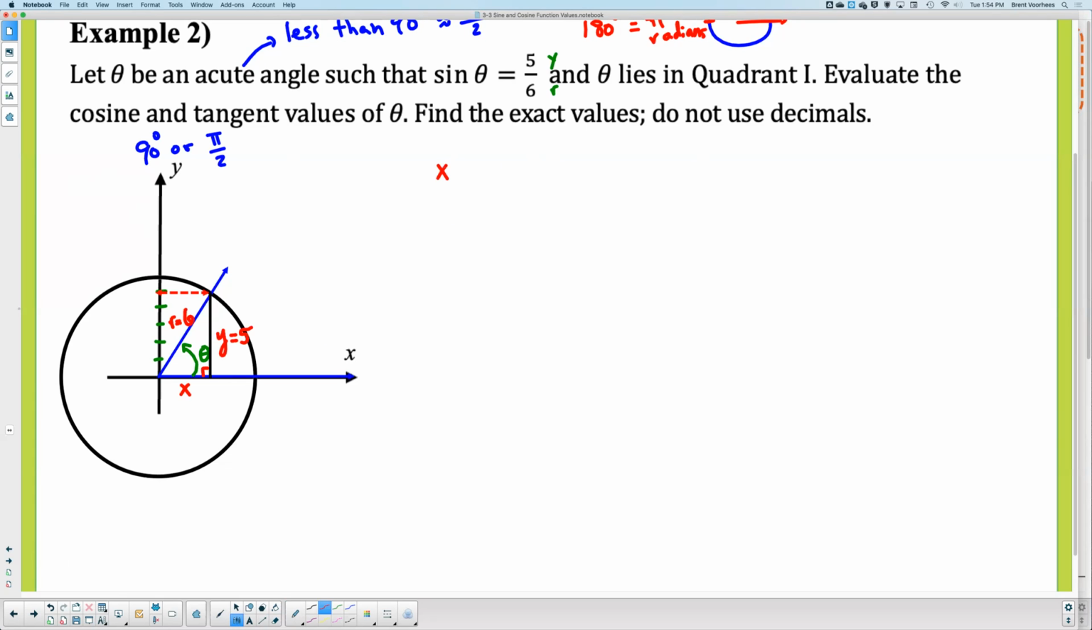And so the theorem that we use is the Pythagorean theorem. X squared plus y squared equals r squared, our radius squared. That's our formula we'll use here. We don't know x, so I can't substitute that in, but I do know y. What is y? 5 squared, and we know our radius, 6. Okay, so x squared plus, what's 5 squared?